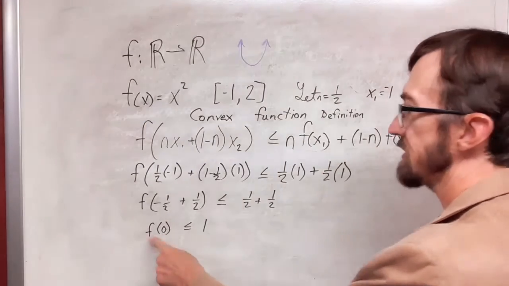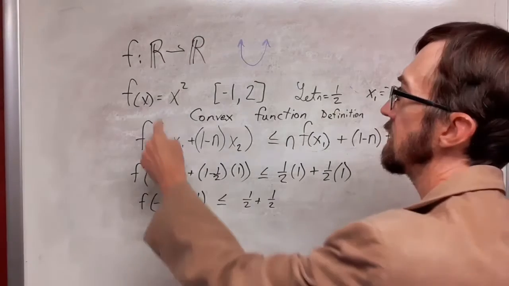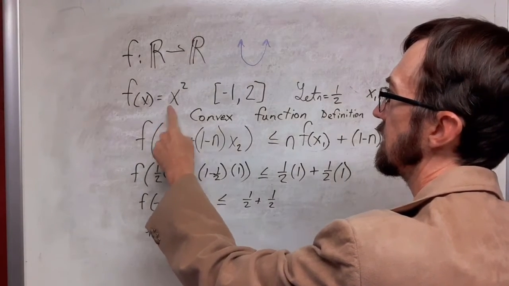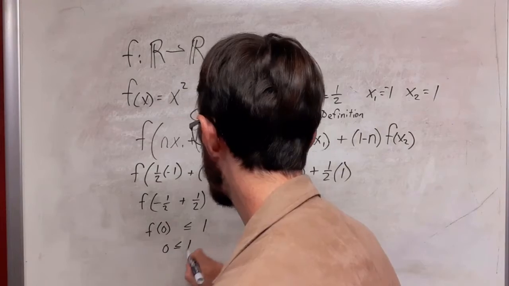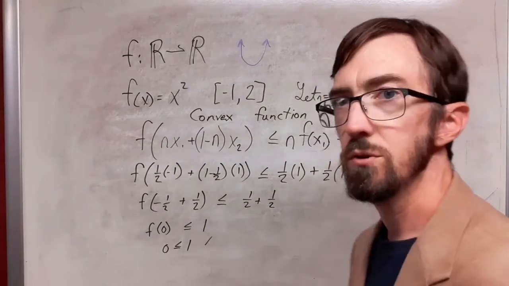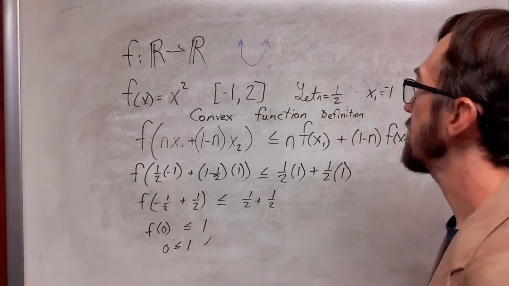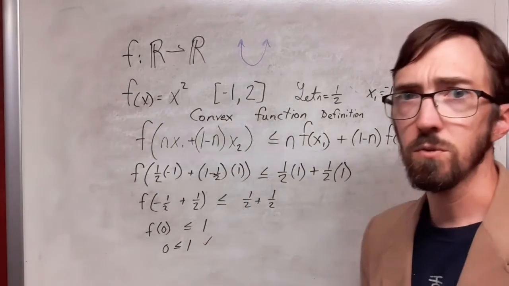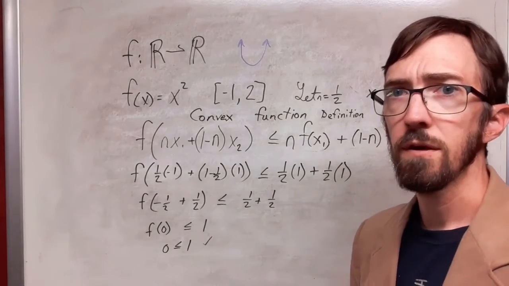Now I've simplified this. This is f of 0. We want to know what the image of 0 is, and so we plug it in here, and we find that it is 0. So we have 0 is less than or equal to 1. That is true. This x squared is considered a convex function. That's what our anticipation should be to begin with.